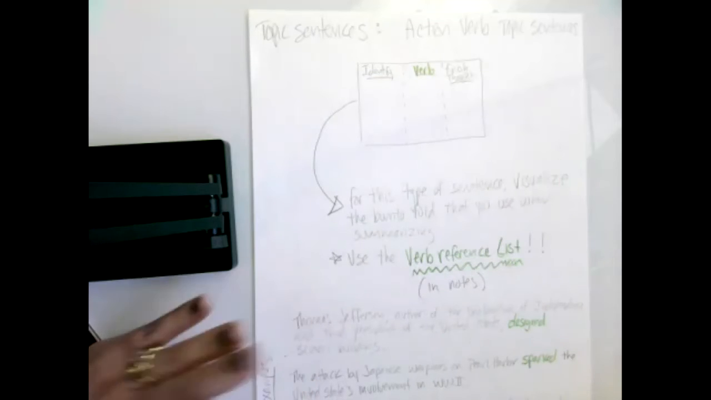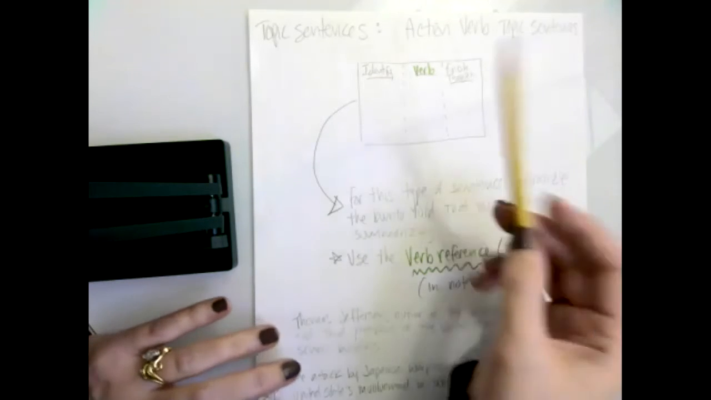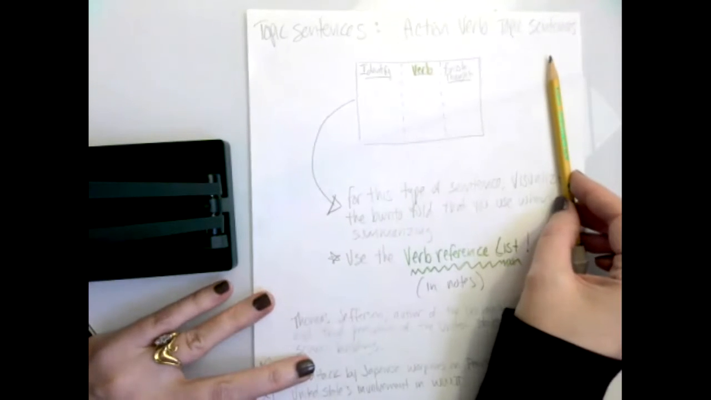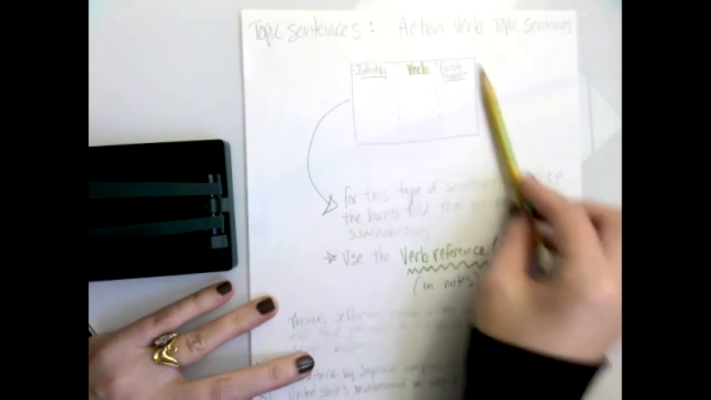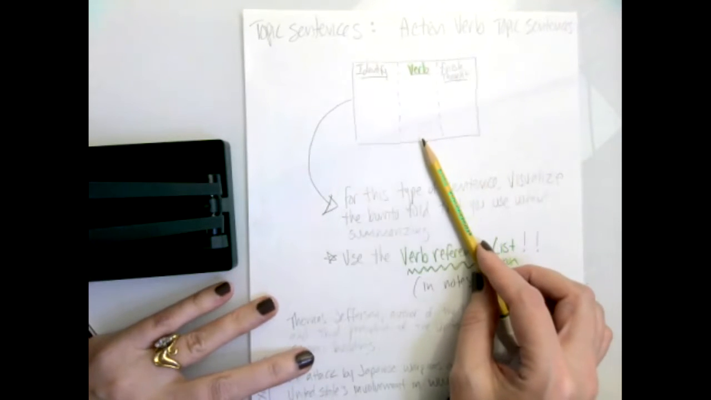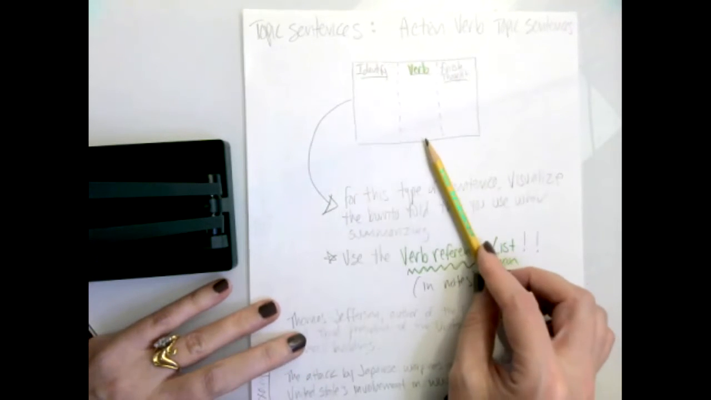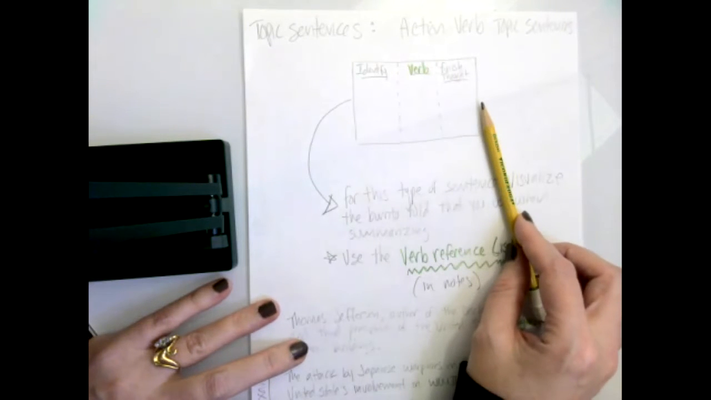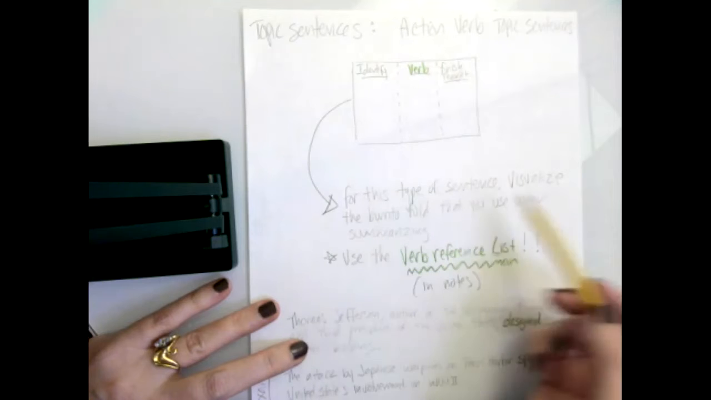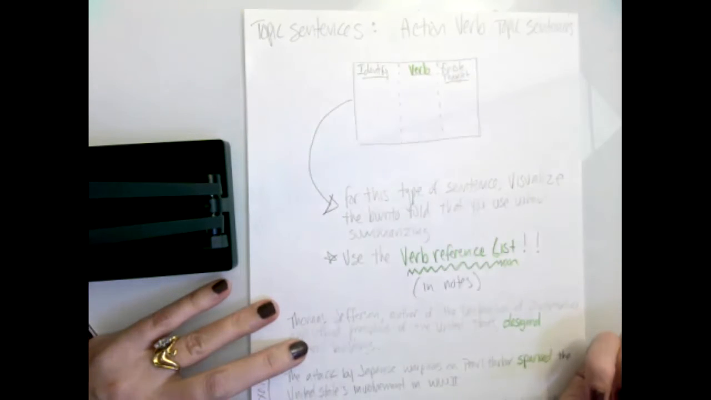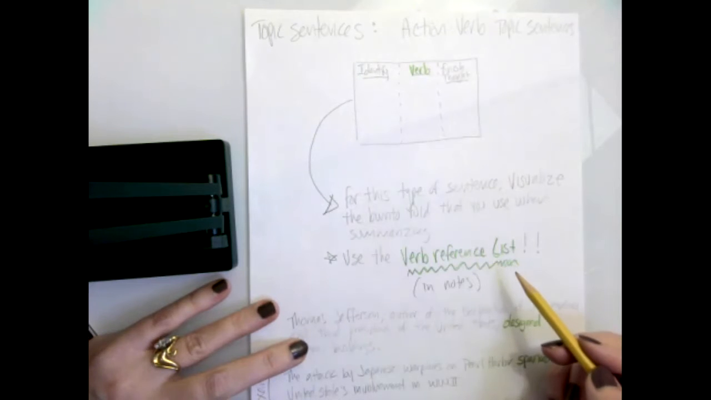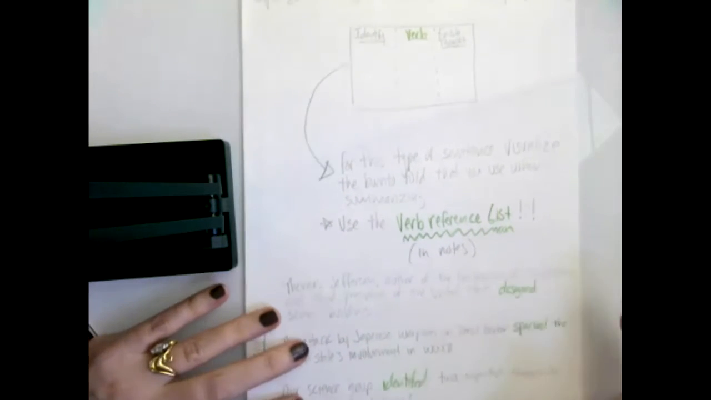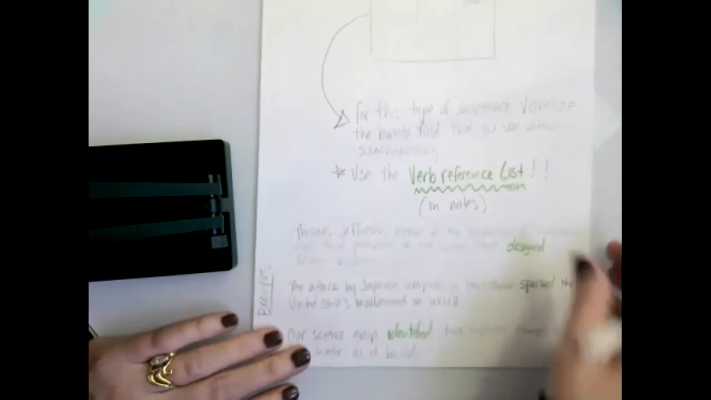So this is just a page of notes I did years ago with a child. So action verb topic sentence. This is one of the types. Draw a little burrito fold thing. If you've done summary writing, you and your child know what this means. So it would just jog their memory that that's this type of topic sentence that we're writing. And then you would just write, for this type of sentence, visualize the burrito fold that you use when summarizing, and use the verb reference list, which you have in your notes for the summary paragraph. That will help for the verb, because we want to have awesome verbs.